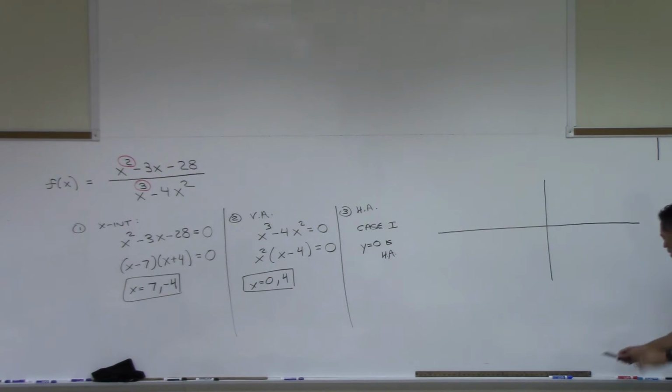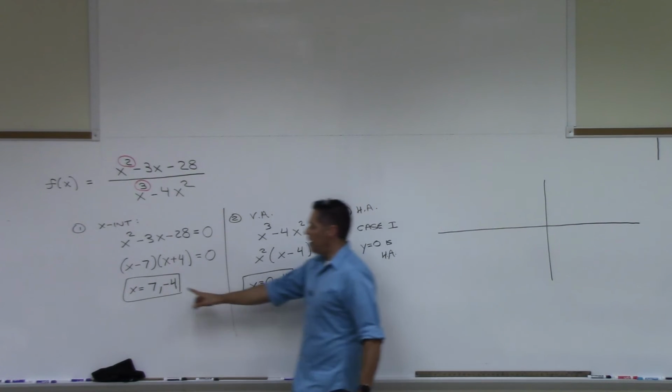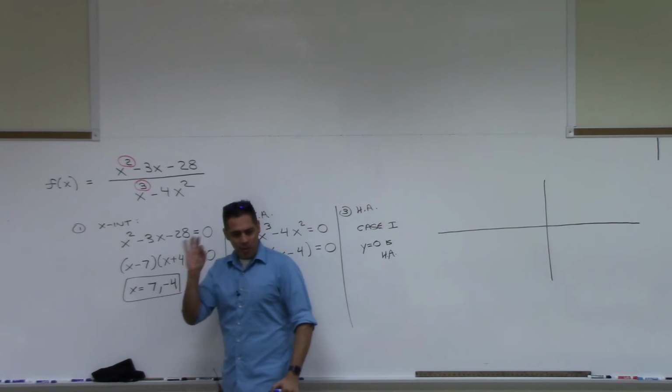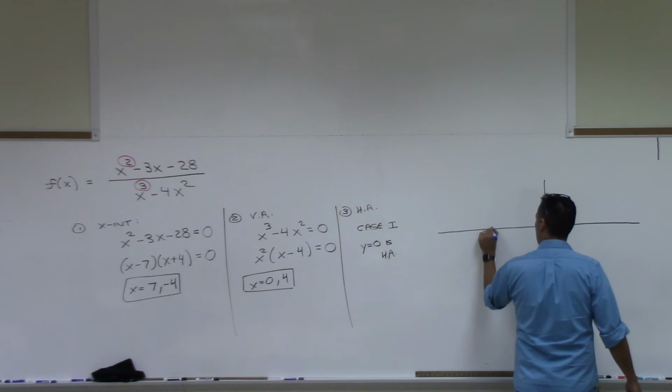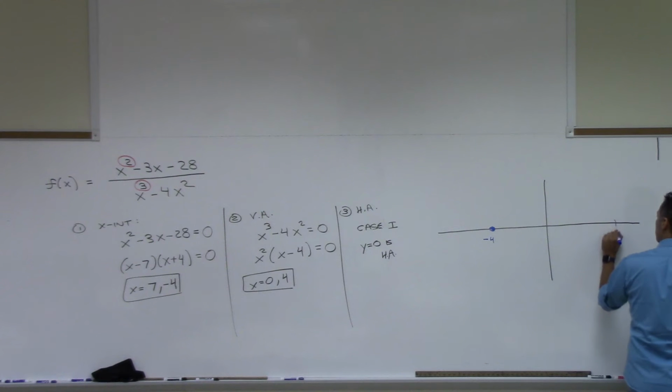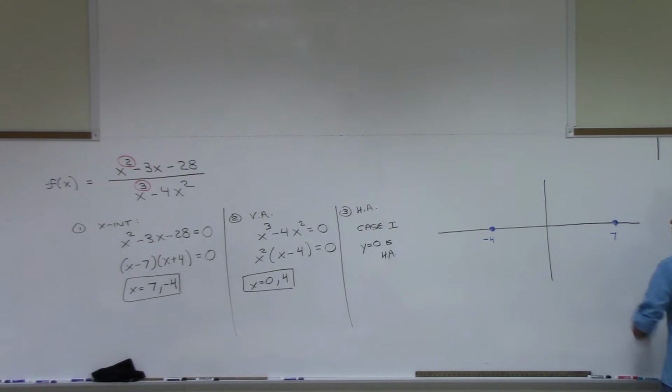Start putting the information down. This time my graph's going to be in blue because I already put black up here. I have x-intercepts at 7 and negative 4. These are points on my graph, right? So negative 4 is here. I'm going to put a dot. 7's over here. Put a dot. Two x-intercepts.